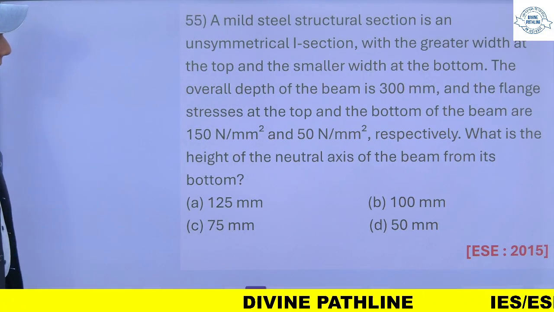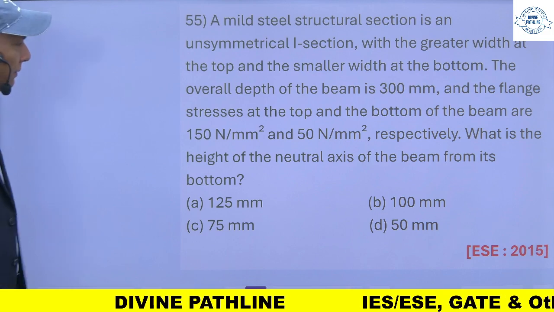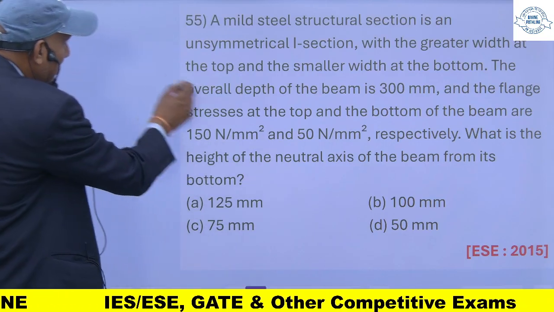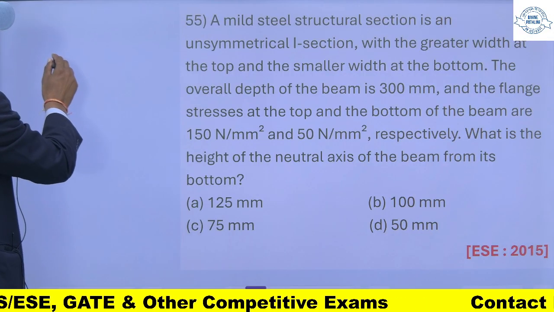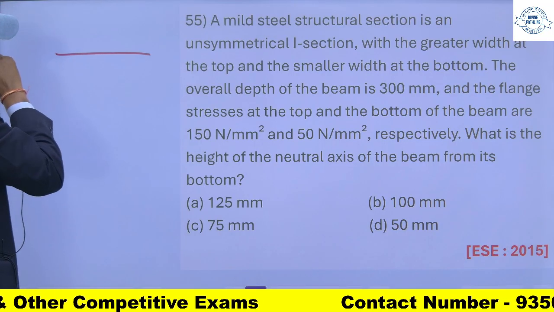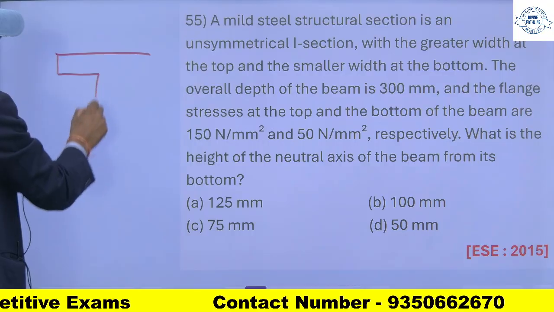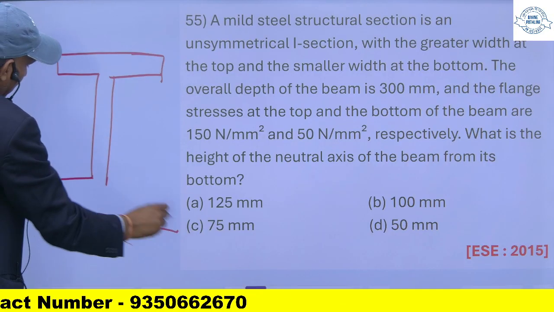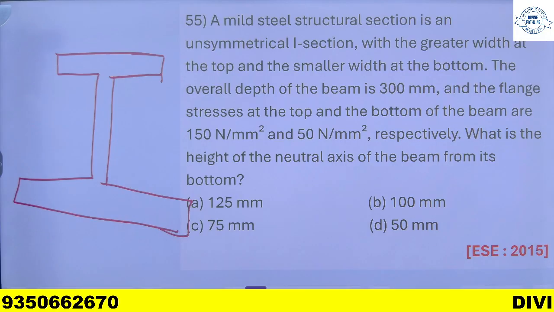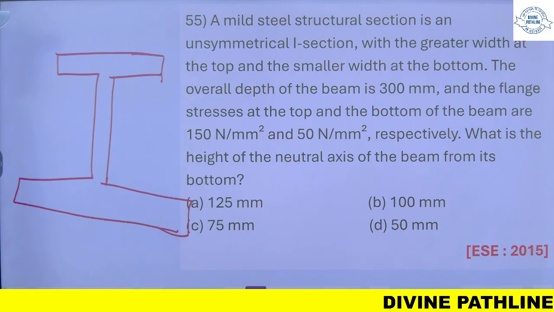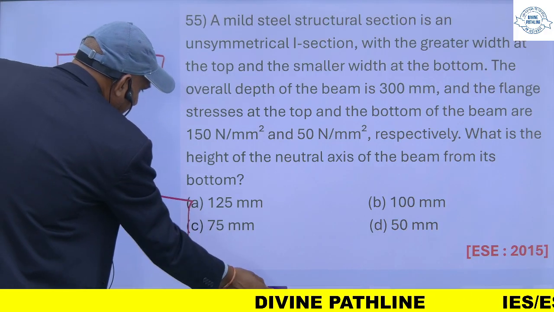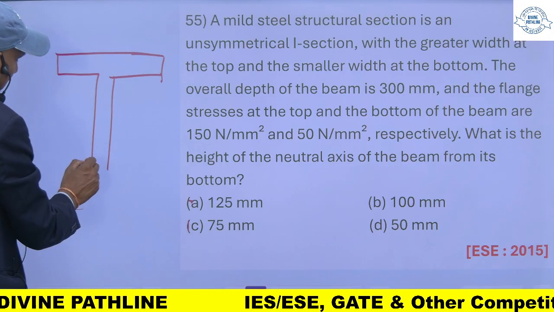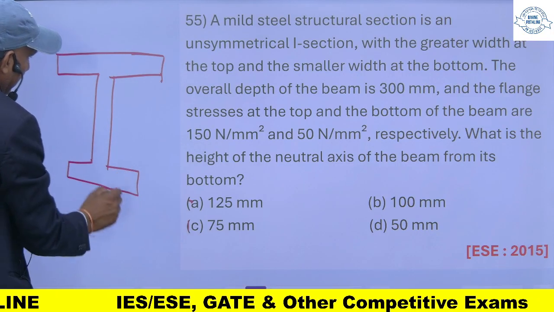A mild steel structural section is an unsymmetrical I section with greater width. So this is an unsymmetrical I section. Unsymmetrical, you can say it is symmetrical about the y axis only, like this, with greater width at the top. So greater width at the top will be like this.